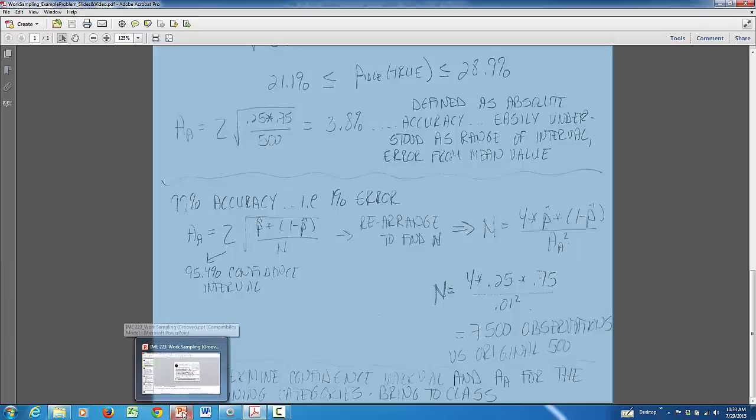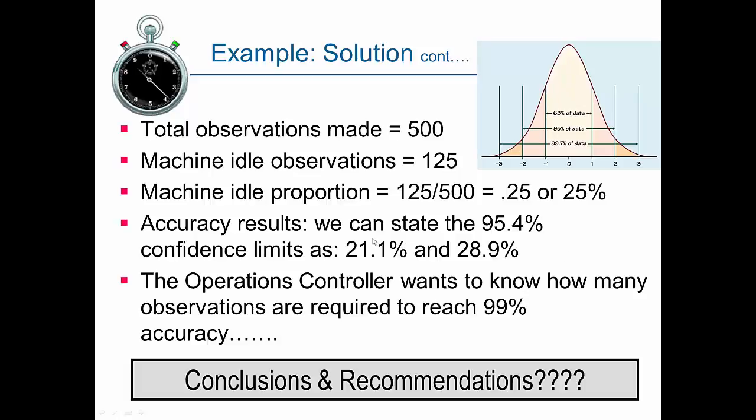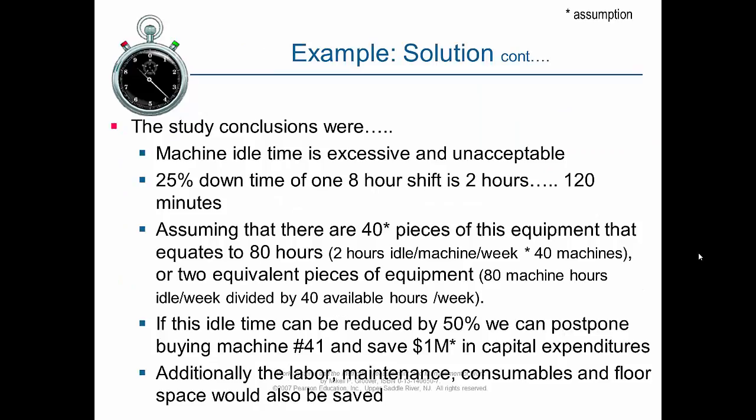Okay, so let's go back to the PowerPoint. We have now determined how to do this calculation. We see that it takes a lot more observations, so probably not really worth it. So now that we have the data analysis, what are we going to do with that data? What are going to be our recommendations or some actions that we might take as a result of the analysis?